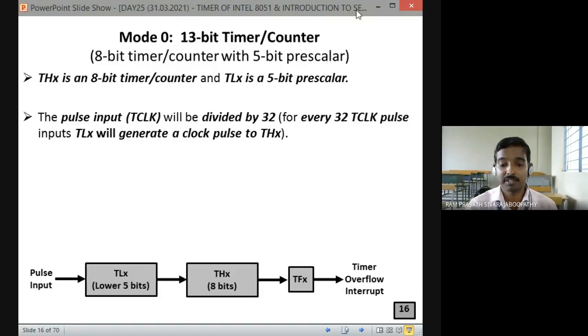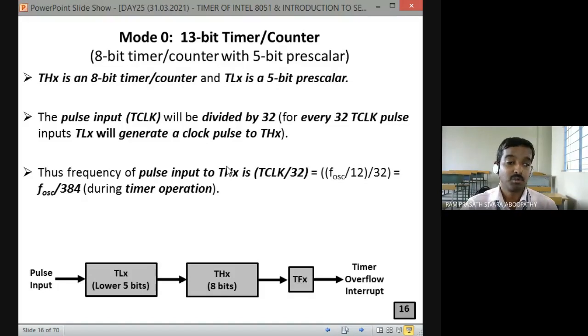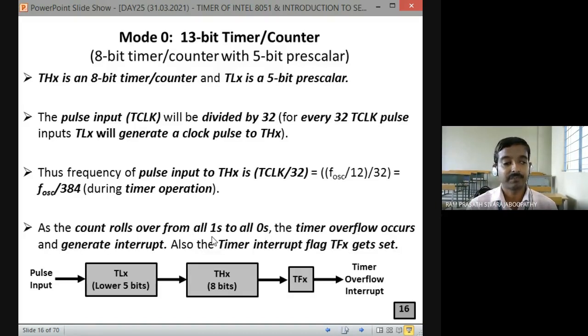So that is the operation of this mode 0. The frequency of pulse input to THX is T clock divided by 32, because for every 32 counts, it is going to generate one pulse. So FOSC divided by 12, again divided by 32, which is equal to FOSC by 384. As the count rolls over from all ones to all 0s, timer overflow occurs, which is going to generate the interrupt. Also the timer interrupt flag gets set. Interrupt generate ஆகிற அதே டைம்ல இந்த flag automatically set ஆயிடும்.